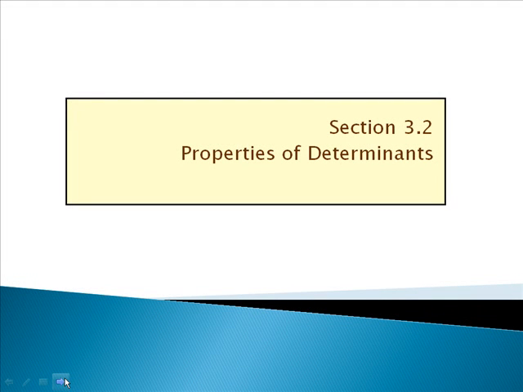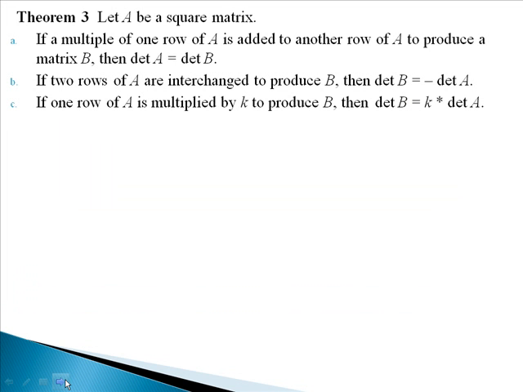Section 3.2, Properties of Determinants. First we'll look at a theorem. This is Theorem 3, and we want to let A be a square matrix.